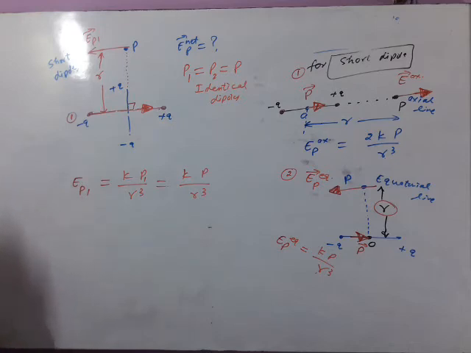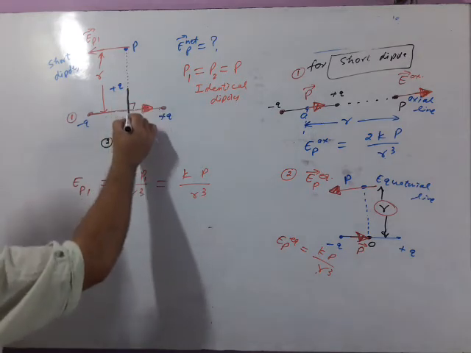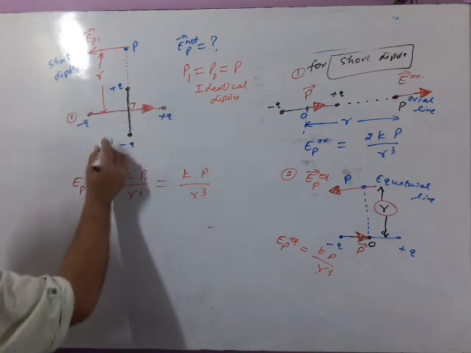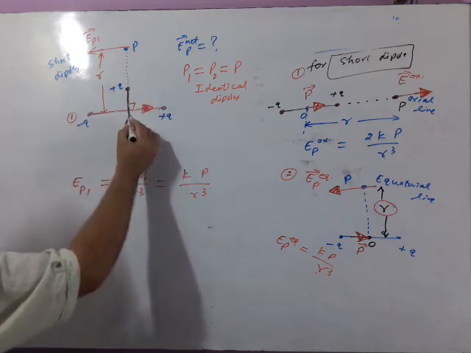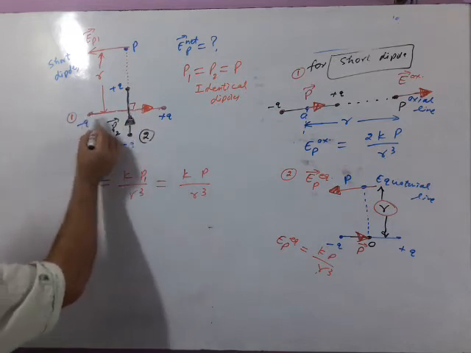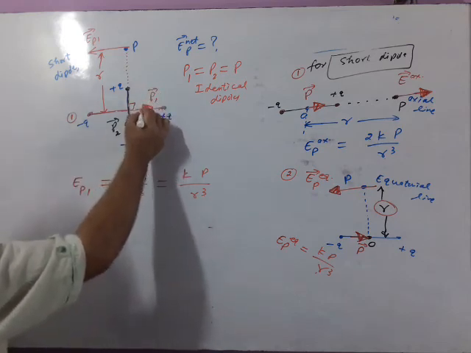Now focus on the second dipole. Second dipole is this. I am making it black. In the black color, minus q to plus q. This is the second dipole. Minus q to plus q, see, this is the P2 vector. Earlier, minus q to plus q, it was the P1 vector. Focus.